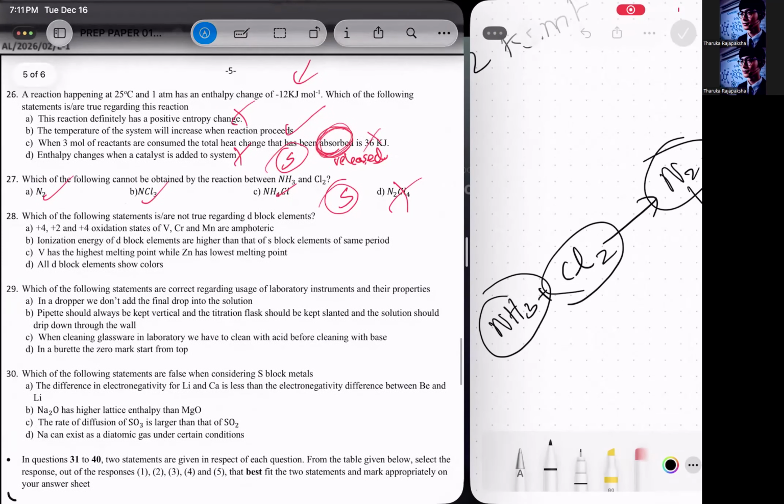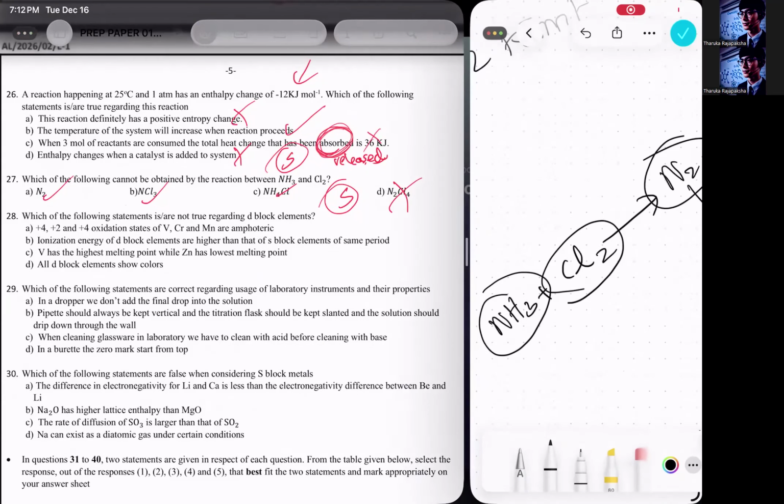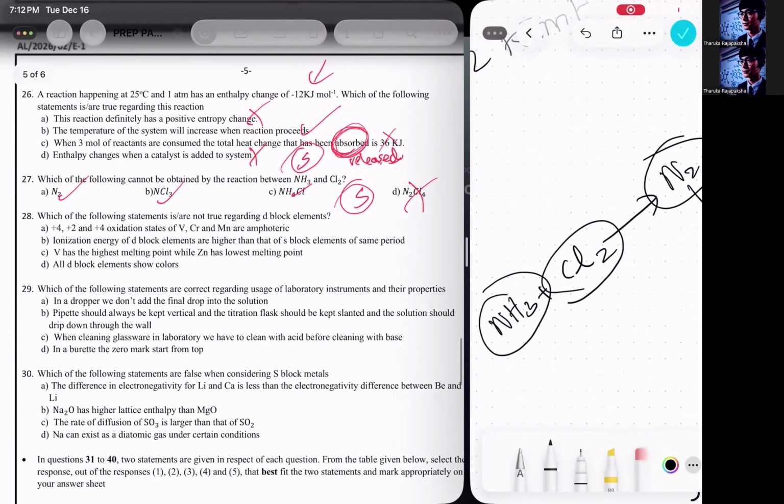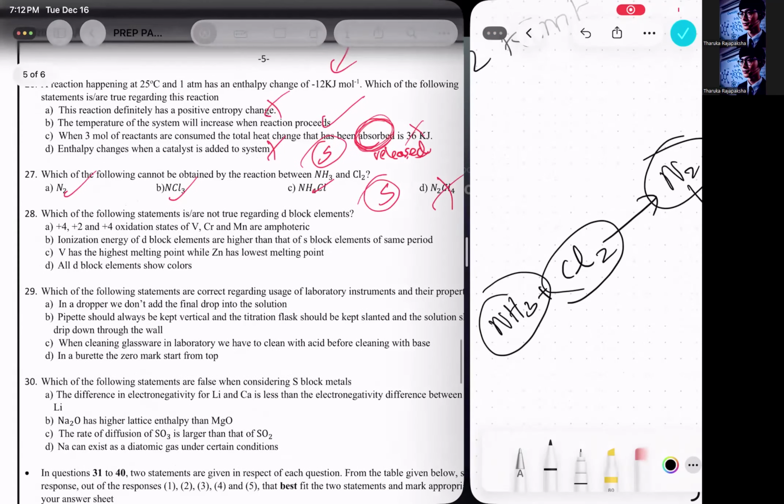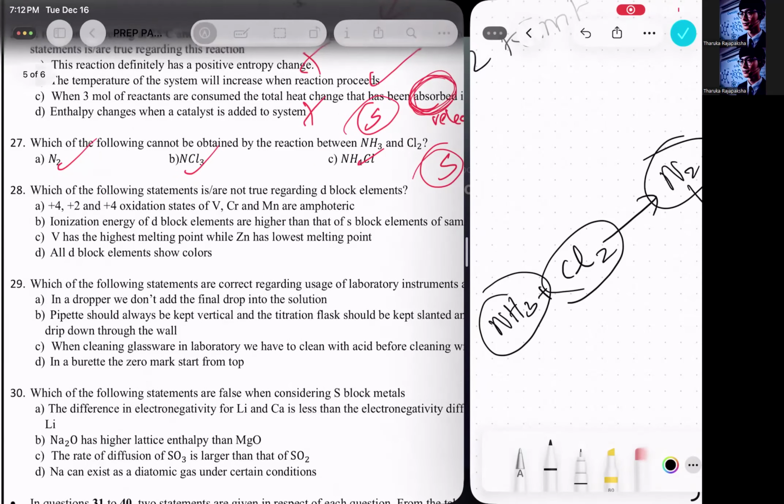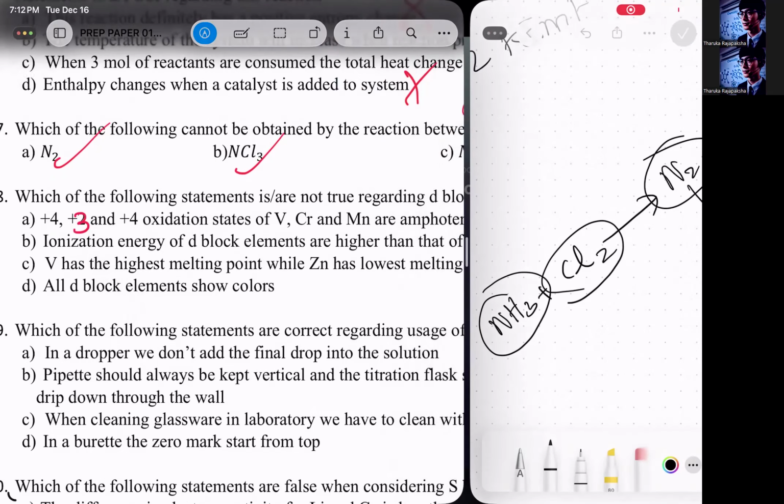Question number 28. Which of the following statements is or are not true regarding D block elements? Right. +4, +2, +4 oxidation states of vanadium, chromium, manganese, amphoteric. No. It should be +4, +3, +4. That's wrong.